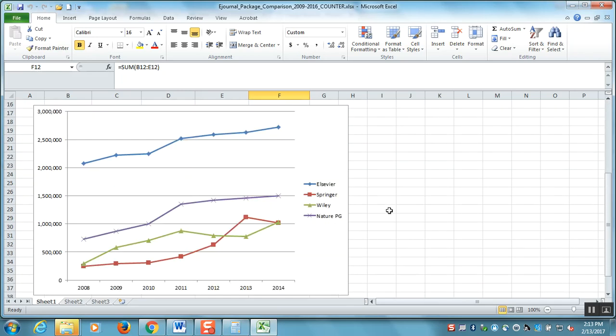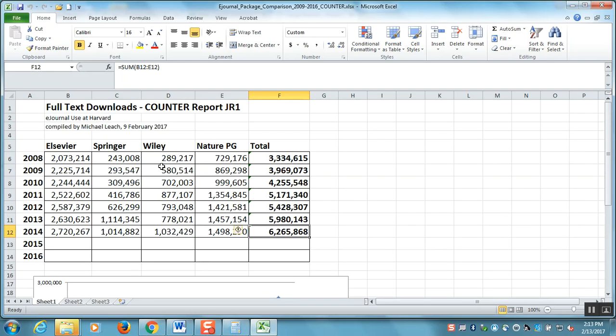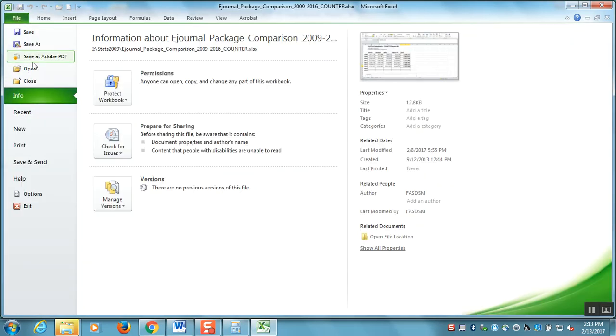And we get this wonderful graph showing Elsevier is our most highly used, ScienceDirect, and then following that is the Nature Publishing Group and Springer, and of course Nature and Springer recently merged, so I should see some interesting data once we do 15 and 16. And then Wiley, which is a little flatter, but still going up. So Counter reports allow us to compare across publishers, which is something we could not do before. So I'll close that one.